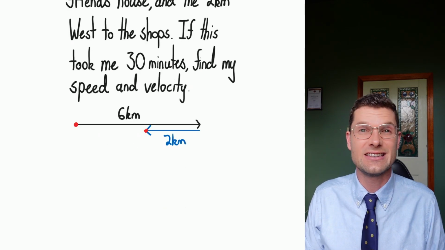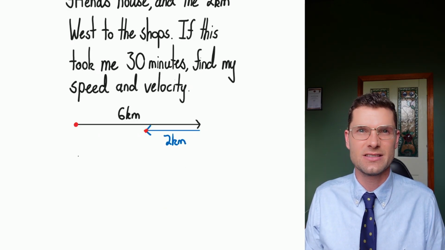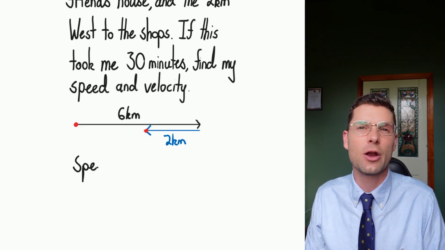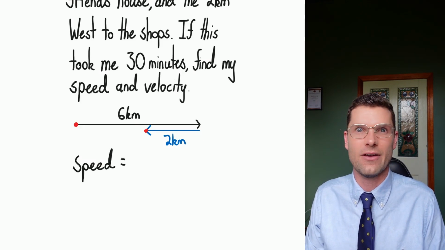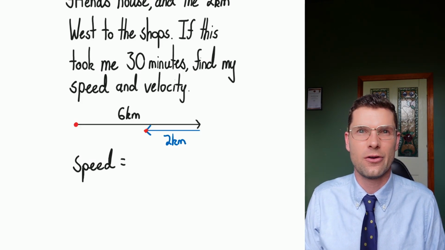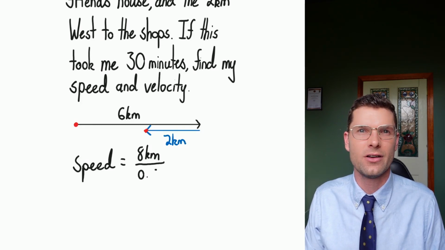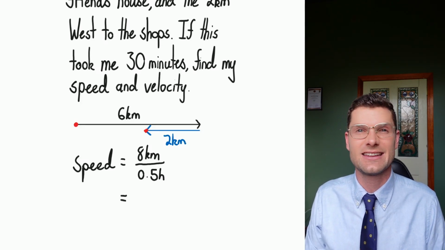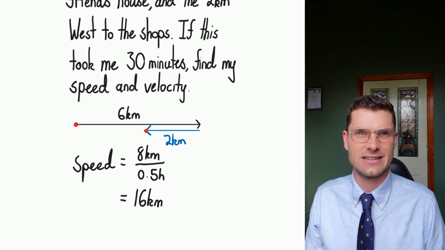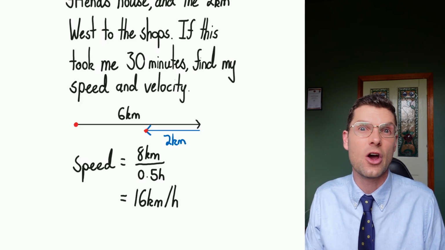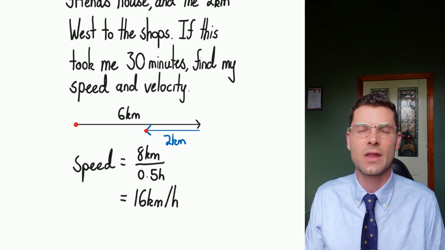The overall distance for this was 8 kilometers, and because it took me 30 minutes, I'm going to put that as 0.5 hours. All I have to do to find my speed is 8 kilometers divided by 0.5, so I know that I was traveling at 16 kilometers per hour, and that's done. For my speed, we don't have to have any direction at all.